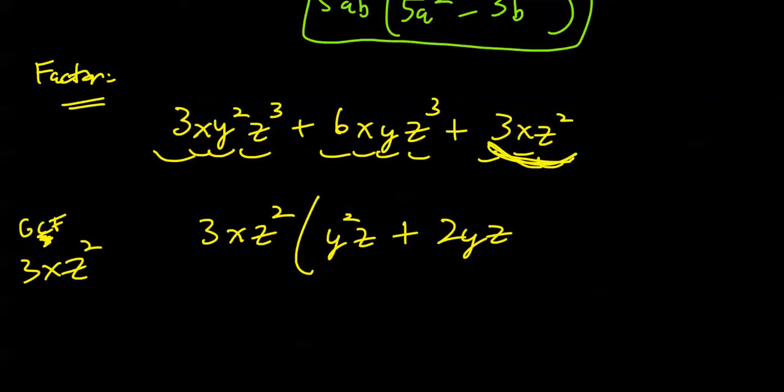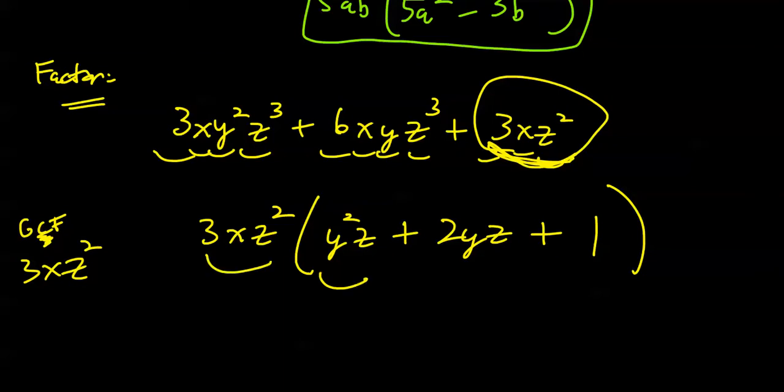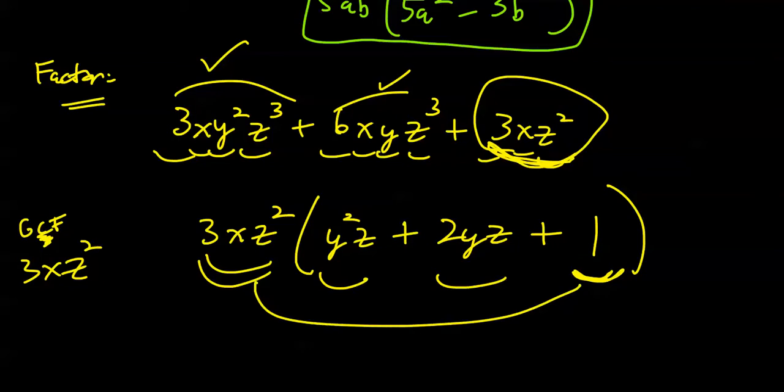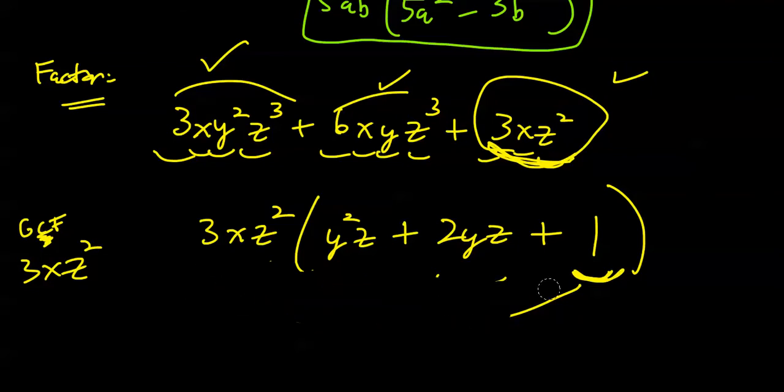And notice, I've taken everything out from this third slot, so I've got to leave an invisible 1 in its wake. And notice if I go to check, this times this is indeed this, that checks. This times this is indeed this, that checks. And if you don't have a plus 1 here, it won't check. 3xz squared times 1 is indeed 3xz squared. So be sure, when you factor out everything from a monomial slot in a polynomial sum, to leave a 1 in its wake, right?